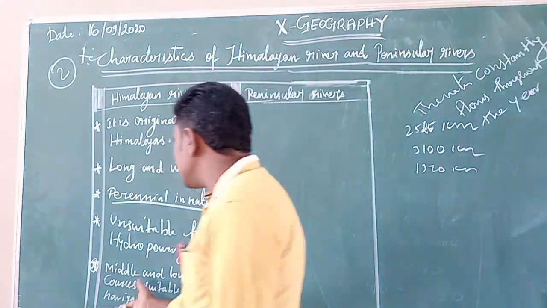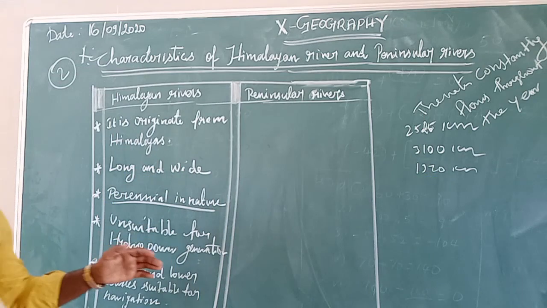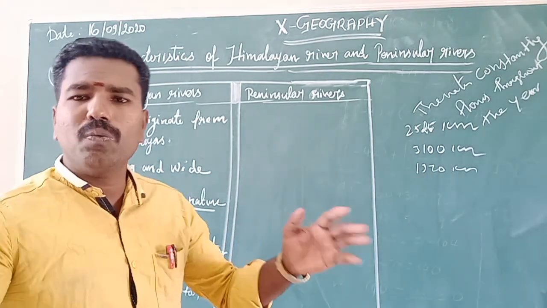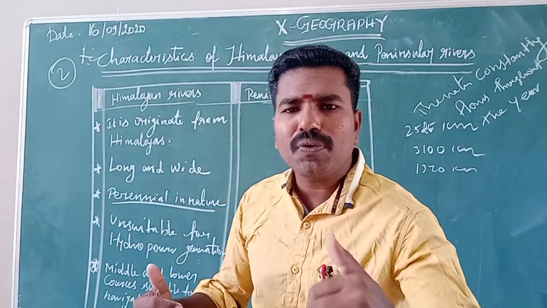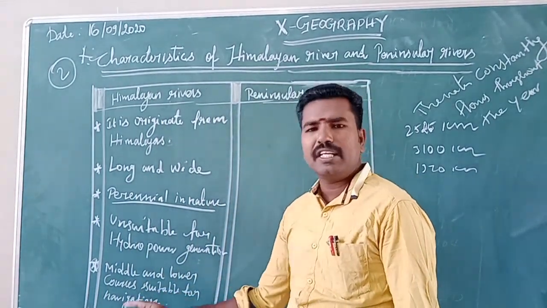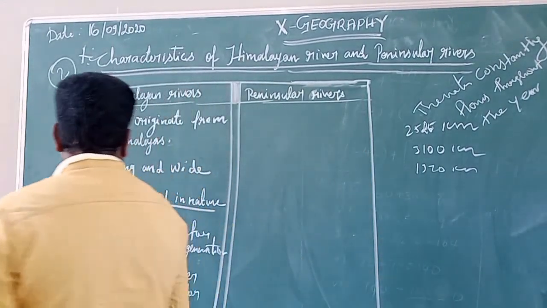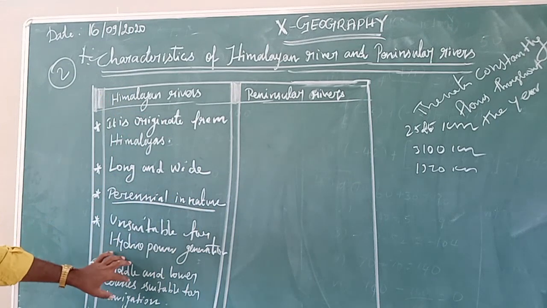So, in North India, most of the rivers are very long and very wide, and due to the fast flow of water, they are very suitable for navigation. So these five characters are very important. These are the five important characters of the Himalayan rivers.